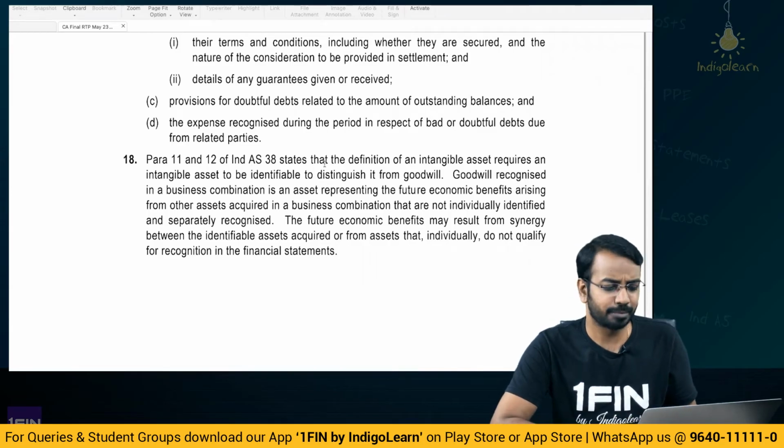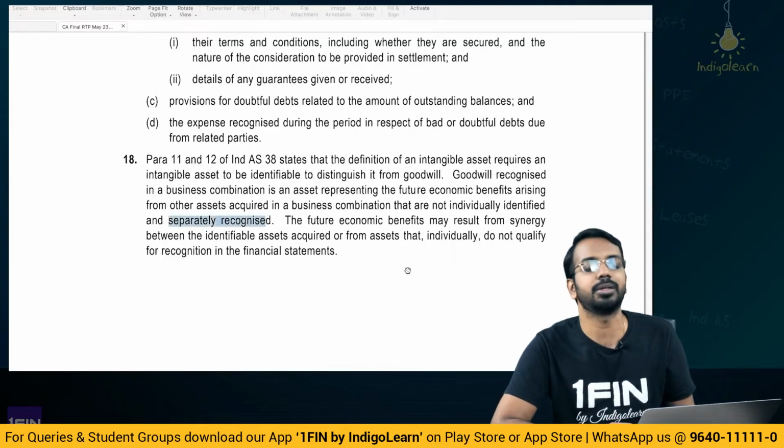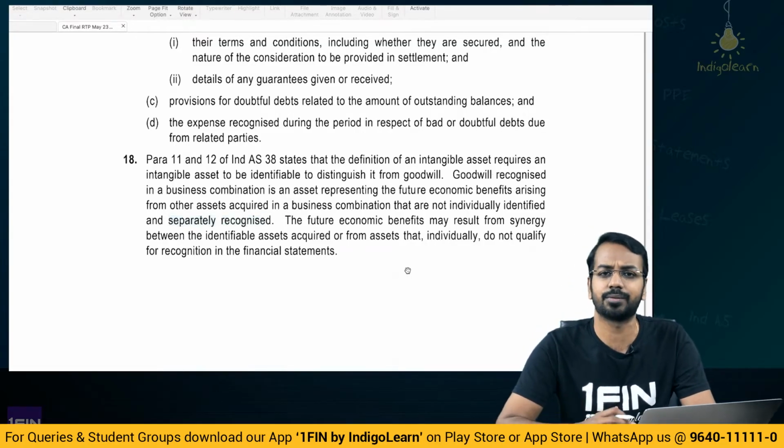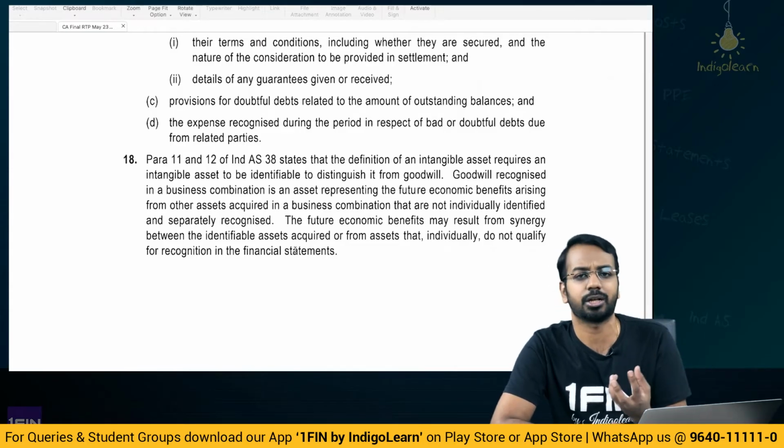Para 11 and 12, so we can just ignore the para numbers, states that the definition of an intangible asset requires an intangible asset to be identifiable to distinguish from goodwill. Goodwill recognized in a business combination is an asset representing future economic benefits arising from other assets acquired in a business combination that are not individually identified and separately recognized. So something which cannot be separately identified gets mixed with the goodwill. This we have already understood. The future economic benefits may result from synergy between identifiable assets acquired or from assets that individually do not qualify for recognition in the financial statement. So there would be some kind of future economic benefits.